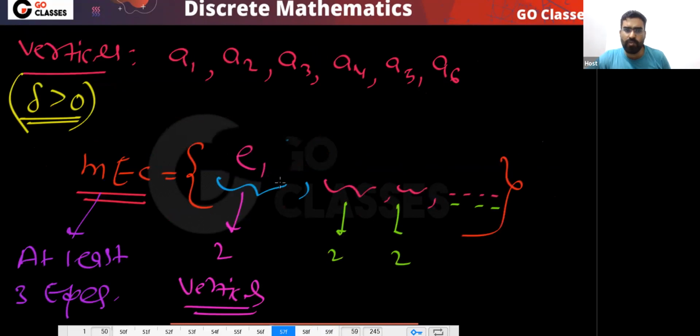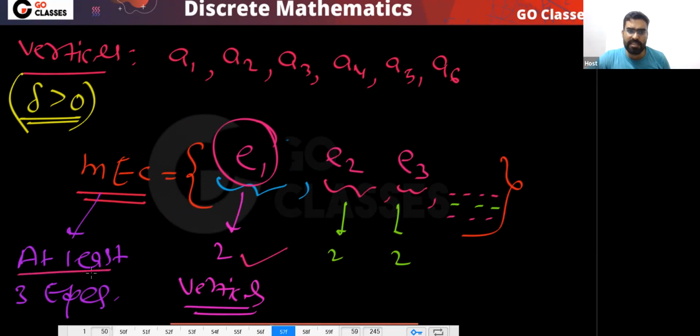Because one edge will give you two vertices. This one edge will give you two vertices. Another edge can give you two vertices at minimum. Maybe more, but the point is minimum you need 3 edges. Yes or no? Is this clear? So at least 3 edges we need if you want to cover 6 vertices.